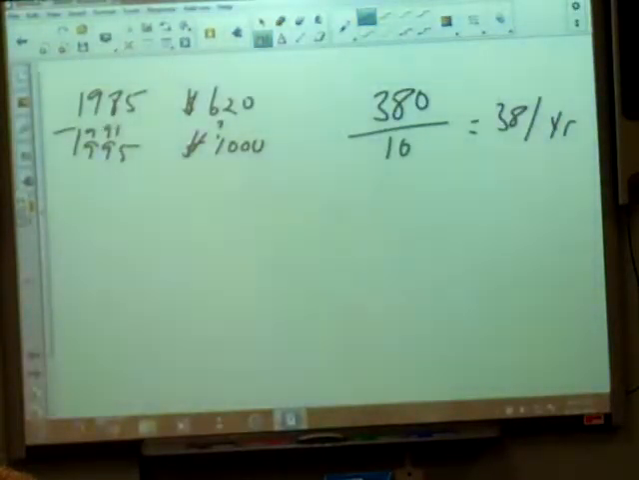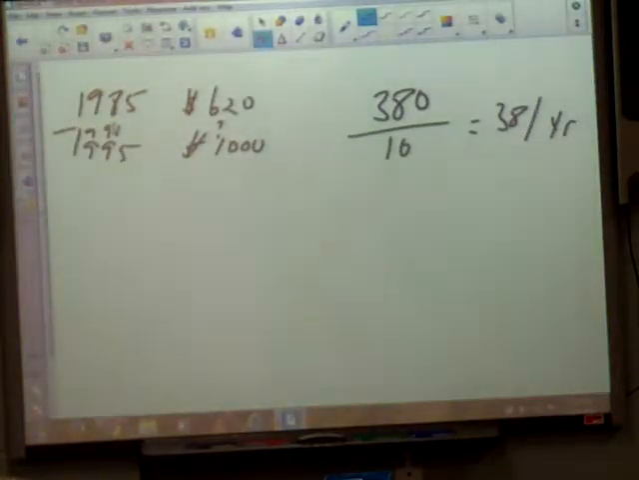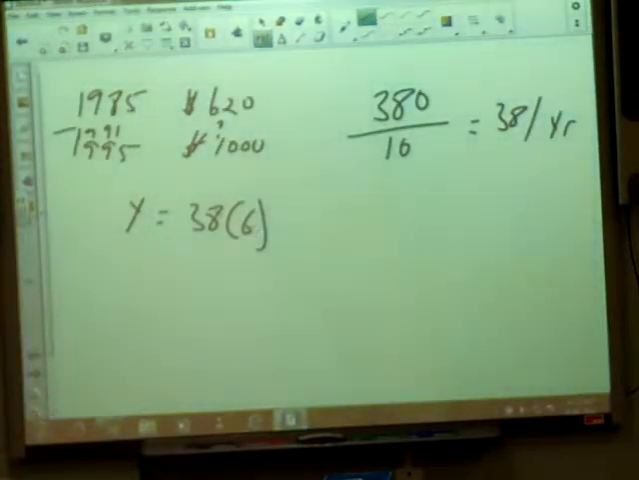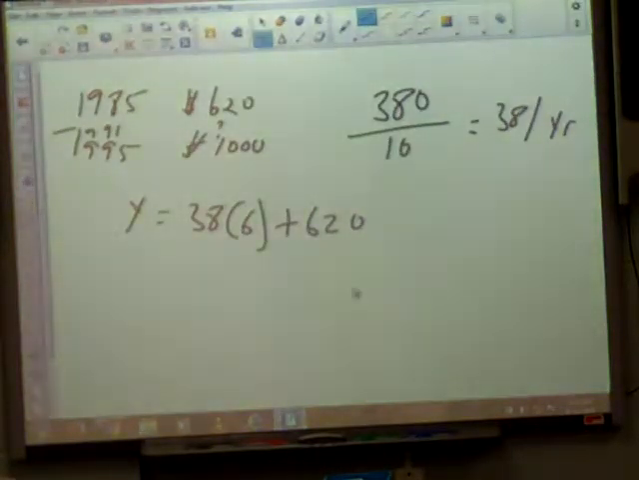Okay? I want to know how much it cost in 1991, so I could do that a couple ways. I could go to 1985, where it was 620, and do plus 38, plus 38, plus 38, until I get to where 1991 would be. Or I could figure out what year 1991 would be and plug it in an equation. Either one would work. If 1985 is 0, what would 1991 be? 6. So I'm looking at y equals $38 times 6. Now it's going up $38 every year, but it started at 620, so I would have to add that 620 back to it. And I believe that gets us $848.